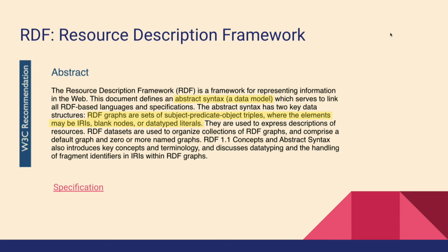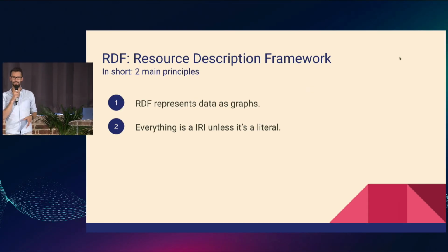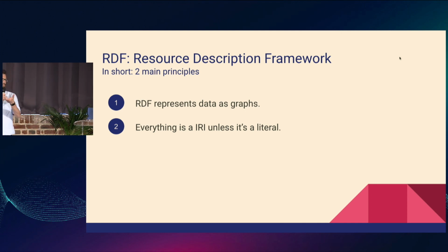And the last point is that within RDF, every single identifier is an IRI. It's something that's globally unique, not just in your application, but in all of the applications out there. This is the main principle. So we can boil down the abstract to two points. RDF represents data as graphs, using triples. And everything is an IRI, unless it's a literal. And the literal is just an actual value.